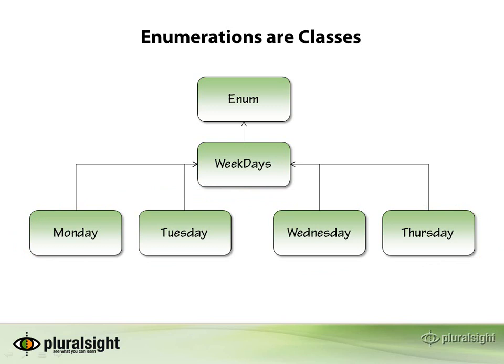In a lot of other programming languages, an enumeration would really just be a way of naming an integer. And that's not the case in Java. You cannot cast a Java enumeration to an integer.